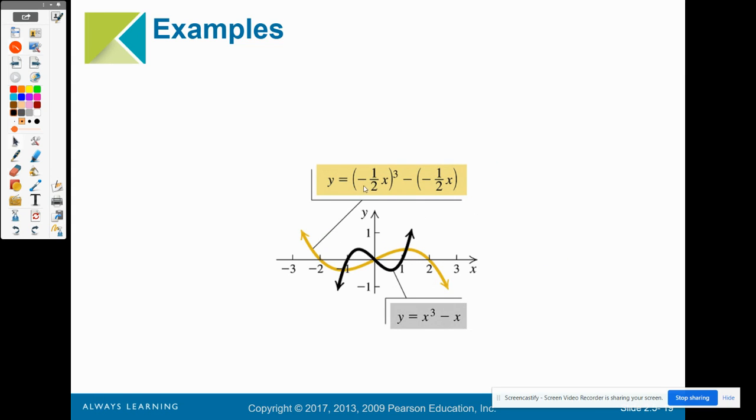-1/2: first the negative is in the parentheses, so that's why they flipped it over the y-axis first. And now because 1/2 is a small number, it's going to make it bigger and they're going to stretch it.